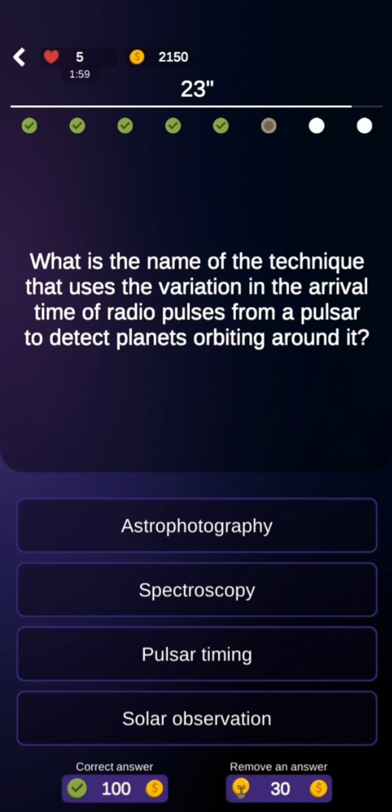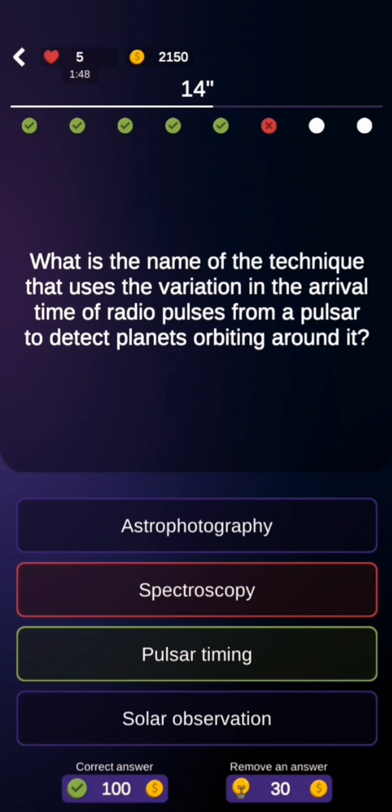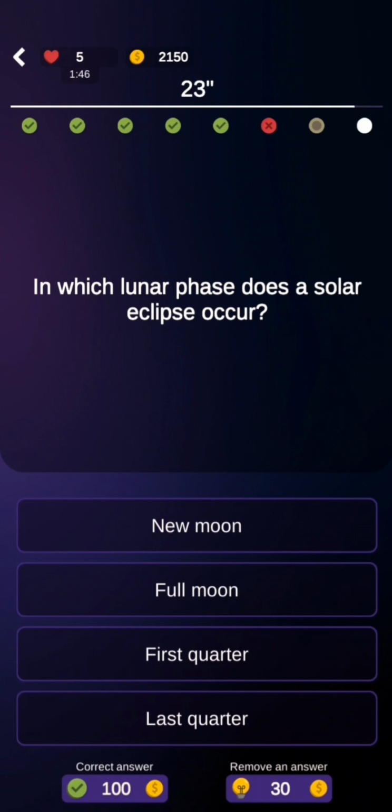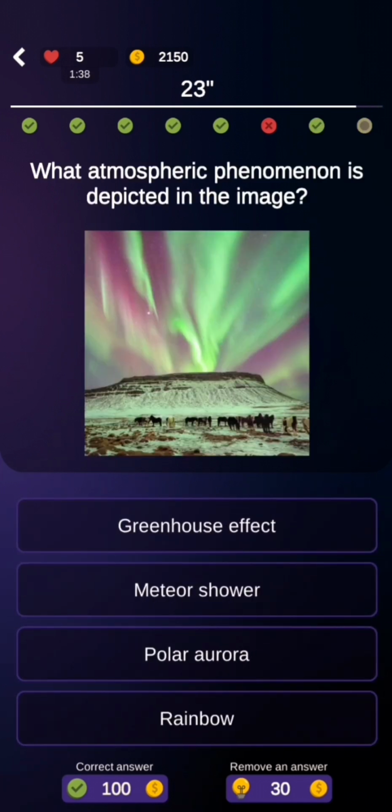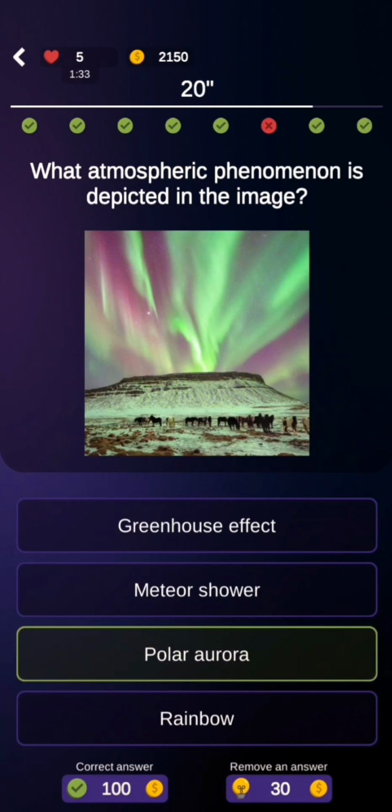What is the name of the technique that uses the variation in the arrival time of radio pulses from a pulsar to detect planets orbiting around it? If you could hear anything I just spat out, I think we're gonna go with pulsar timing. That wasn't what I picked, but okay. We're gonna go with, in which lunar phase does a solar eclipse occur? The new moon? At least I got that one right. It's Aurora Borealis. Or Aurora.